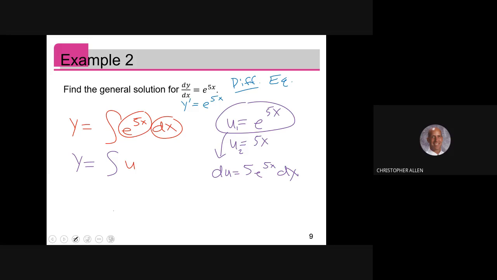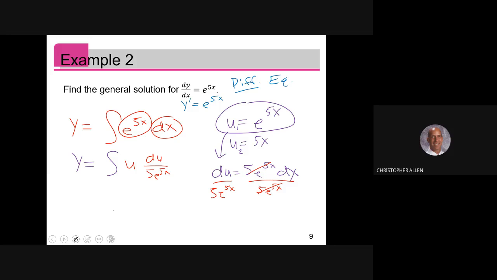Doesn't quite make sense, does it? My concern is here I put in u, and then I guess we could maybe divide this over. Well, let's see what happens if we do that. We divide both sides by 5e to the 5x on both sides. So then this would cancel, right? This would cancel. So in other words, what do I have to put in for dx? That, right? So then this would become du divided by 5e to the 5x.